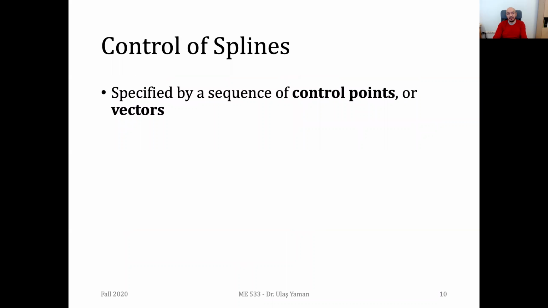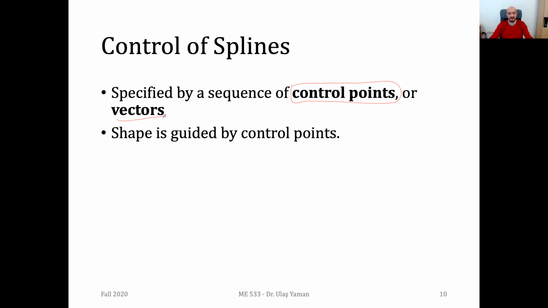Okay, how are we now going to control these splines? We have the representation, but the control is simply done with the help of control points, or sometimes we call them vectors. If you have a different representation, then you may say that the spline can also be controlled with the help of vectors. But for most of the splines, we prefer to use control points. With the help of these, we are guiding our shape by simply moving these control points closer to each other, or making them away from each other.